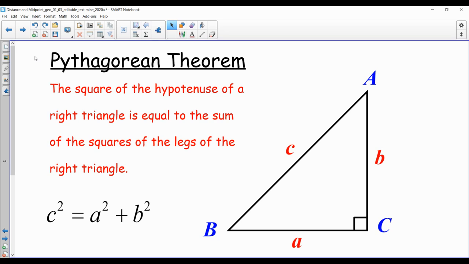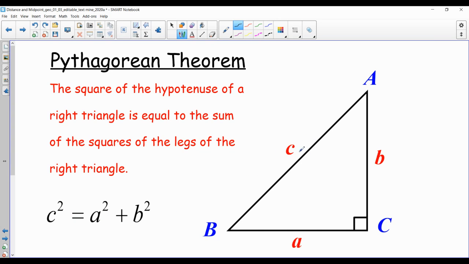So, in order to do the distance formula, we just have to think about the Pythagorean theorem. Now, you all know the Pythagorean theorem as c squared equals a squared plus b squared, but it's actually the square of the hypotenuse of a right triangle is equal to the sum of the squares of the legs of the right triangle. All this is saying in words is what you've known all your lives as a squared plus b squared equals c squared.